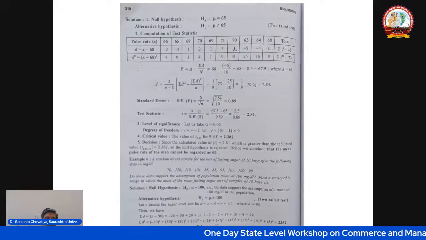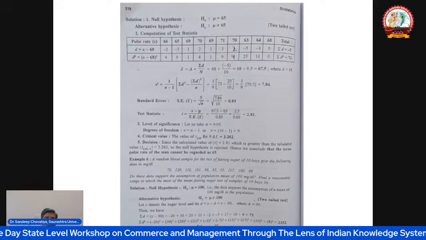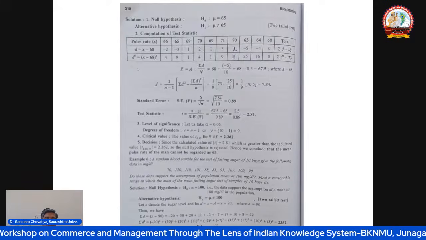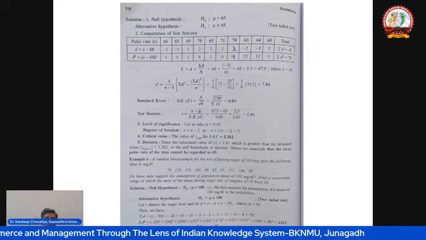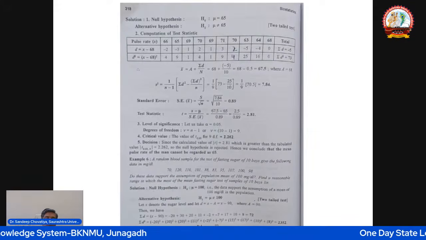The number of samples is counted: 1, 2, 3, 4, 5, 6, 7, 8, 9 and 10. So n is 10, and 10 minus 1, so the degree of freedom is 9. The critical value, the value of t at 0.05 for 9 degrees of freedom, is 2.262.